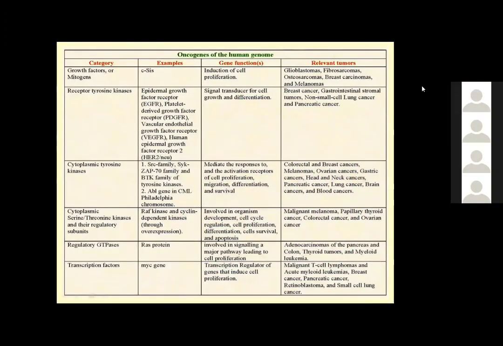The oncogenes of the human genome are also too many. This table is just an example of the oncogenes and their functions and the relevant tumors which arise due to mutations affecting these proto-oncogenes. For example, growth factors and mitogens: the cytoplasmic c-Src proto-oncogene belongs to the category of genes responsible for cell growth and mitogens. Its gene function is that it induces the cell for proliferation. If mutations affect this proto-oncogene, we might get these tumors.